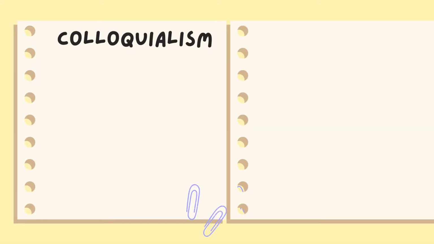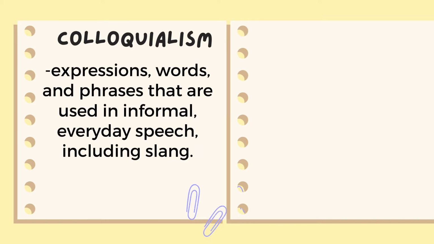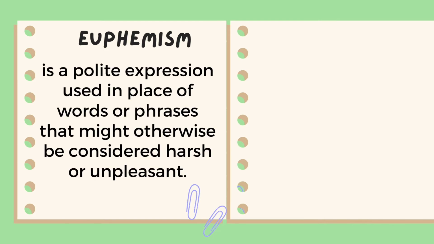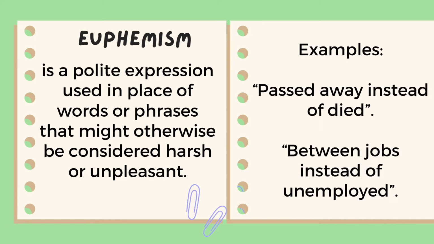The first one is colloquialism. It refers to expressions, words, and phrases that are used in informal, everyday speech, including slang. For example, gonna, which means going to, the bomb, or the best. The second one is euphemism. It is a polite expression used in place of words or phrases that might otherwise be considered harsh or unpleasant. For example, passed away instead of died, between jobs instead of unemployed.